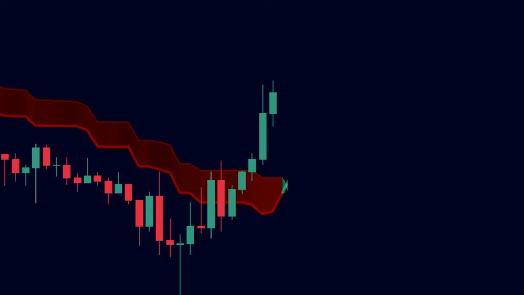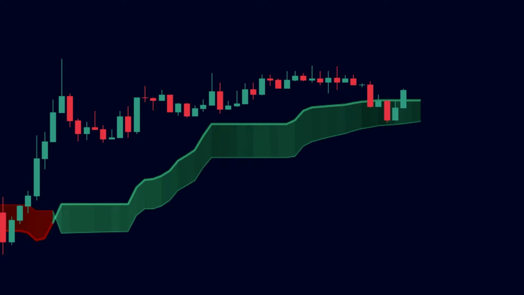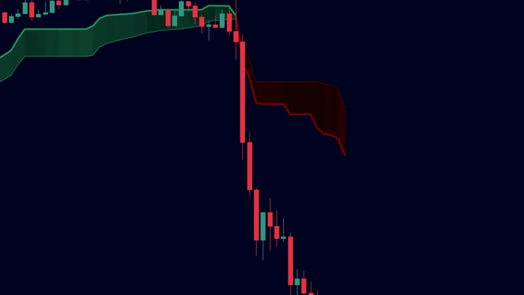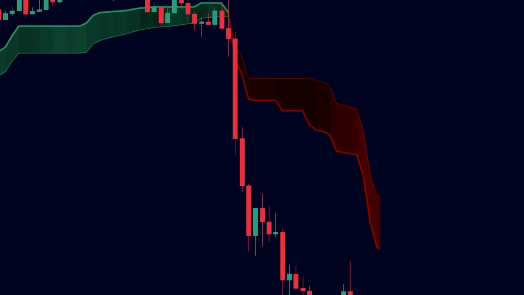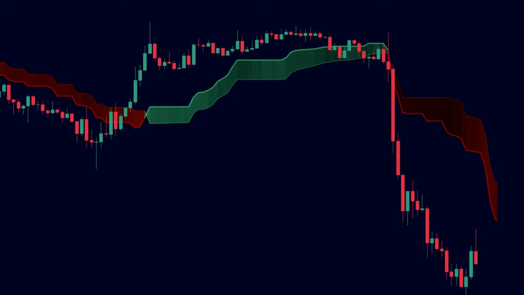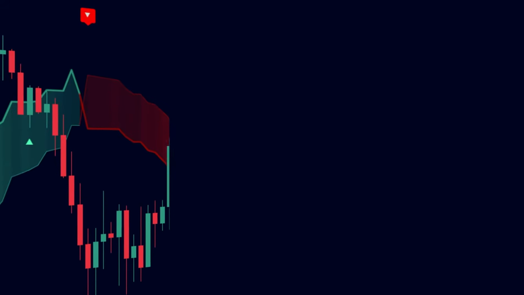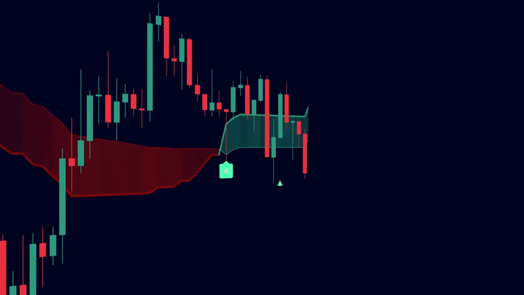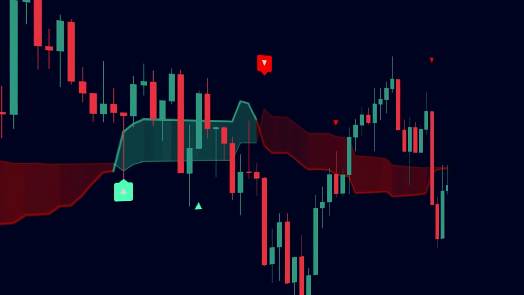In addition to that, there is a wider and slower trail that represents the bigger picture trend. The inner trail reacts faster and helps time entries, while the outer trail confirms the overall market environment. When both trails point in the same direction, conditions are aligned and trends tend to be cleaner. When they disagree, it usually signals a transition phase where price can become choppy and less reliable.